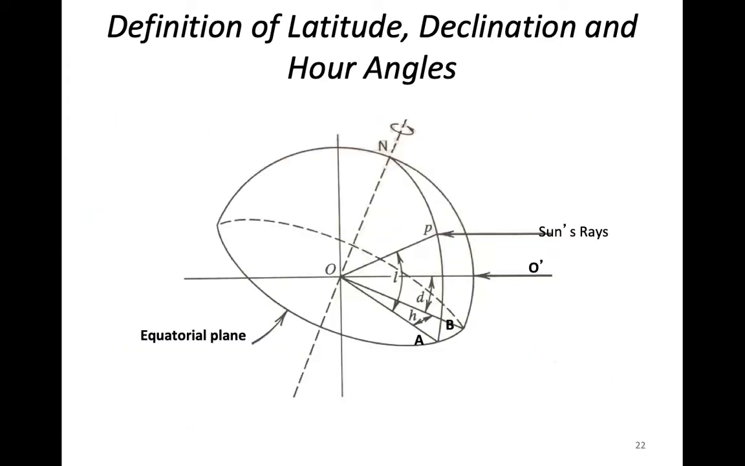Now we can geometrically define what is latitude angle, what is hour angle, and what is declination angle. Latitude is the angle between the line OP and the projection of OP on the equatorial plane, angle AOP, shown by L here, but standard convention of latitude is phi.